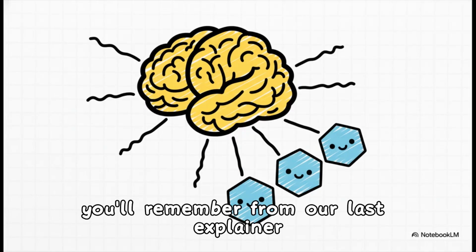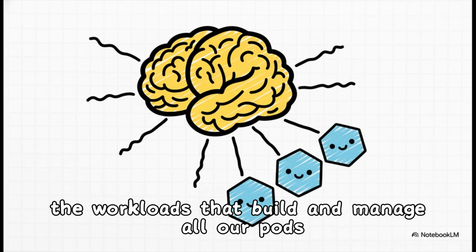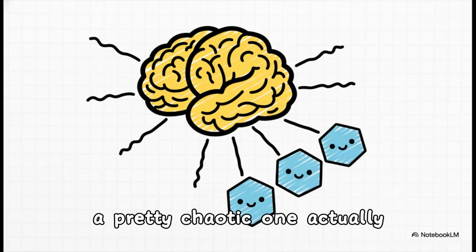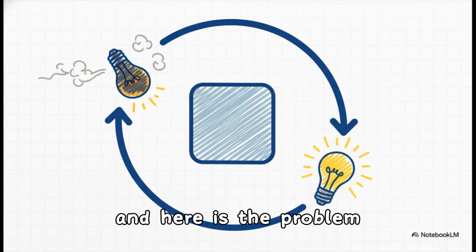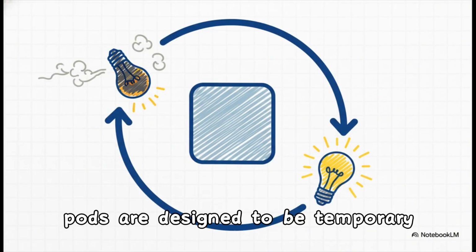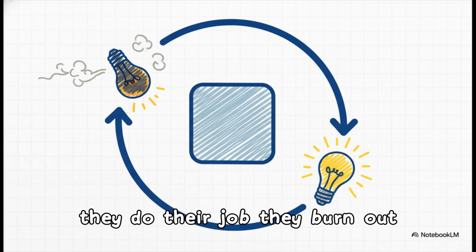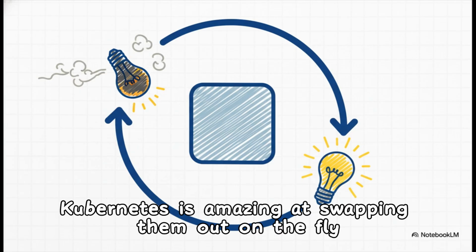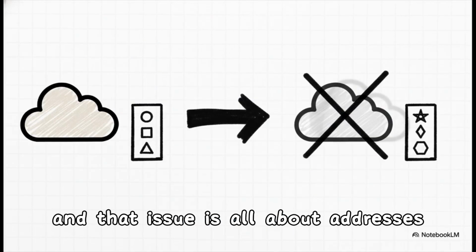You'll remember from our last explainer, we met the architects of the city, the workloads, that build and manage all our pods. But this super elegant system hides a secret, a pretty chaotic one actually, that could bring the whole thing crashing down. And here is the problem. Pods are designed to be temporary. They're ephemeral. Just think of them like light bulbs. They do their job, they burn out, and then they get replaced. Kubernetes is amazing at swapping them out on the fly to keep your app running. But this creates a huge issue. And that issue is all about addresses.